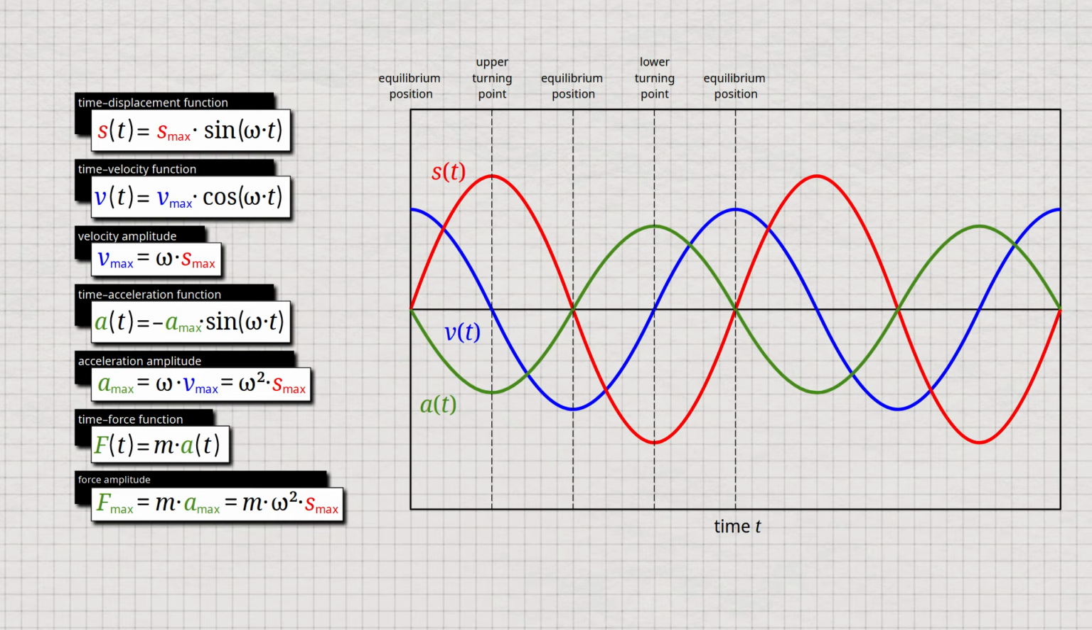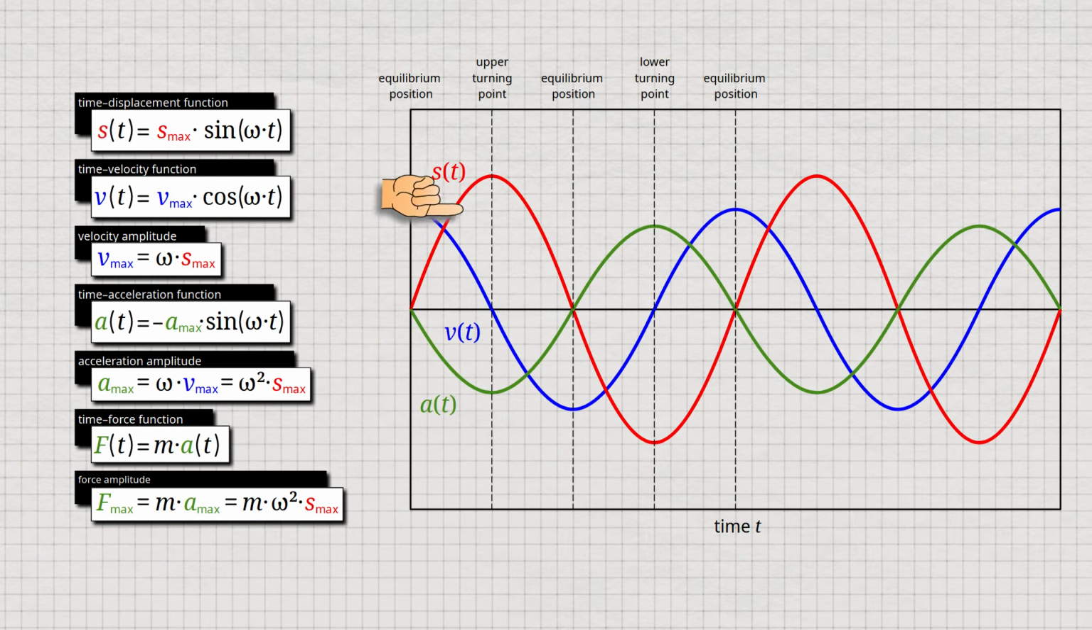The fact that the restoring force, or equivalently the acceleration, always acts opposite to the displacement can be seen directly from the respective functions. From the negative sign in the acceleration function, one recognizes that it is simply the vertical reflection of the displacement function.